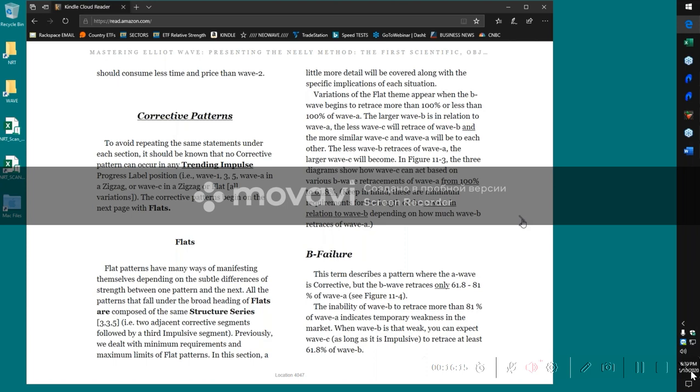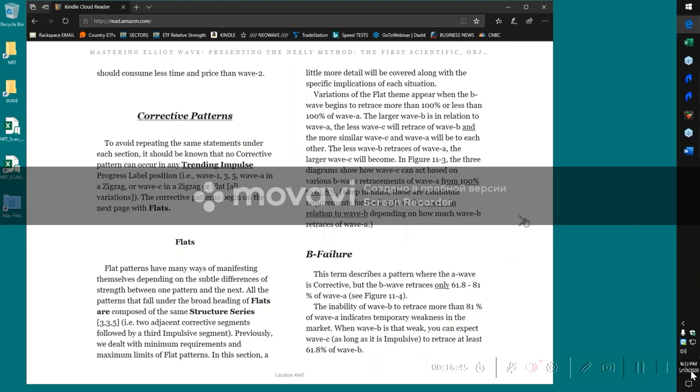Corrections are going to follow similar guidelines here, where you're going to decide if you're on a flat or a zigzag or a triangle, and you're going to refer to this part of chapter 11 to make sure it follows the rules. So obviously you're not going to be reading through chapter 11 at this point. If you've already read through the book a few times, you're trying to apply it in real time, you're just going to jump to the proper section of chapter 11 to confirm that what you're looking at makes sense and appears to follow the rules.